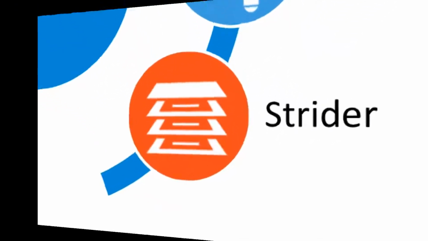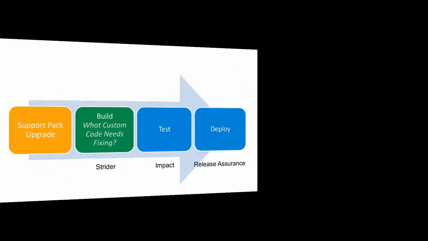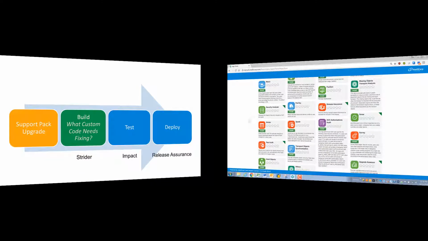Let's discuss Strider. Applying a support pack? What custom code will need fixing? Strider can answer that question. Run Strider to find all of your used custom programs that invoke changing objects in your new upgraded SAP environment. Strider also provides other information. Run Strider before impact and release assurance.